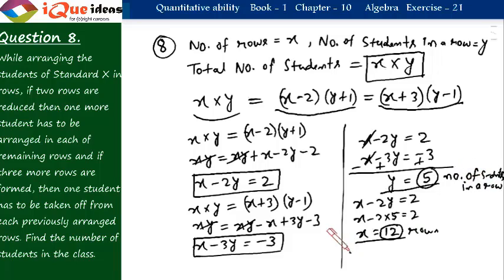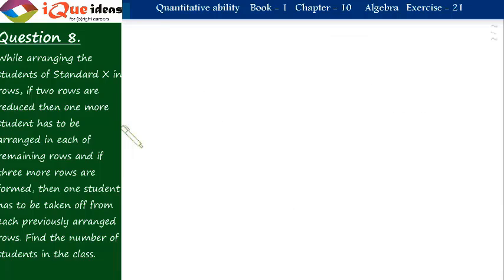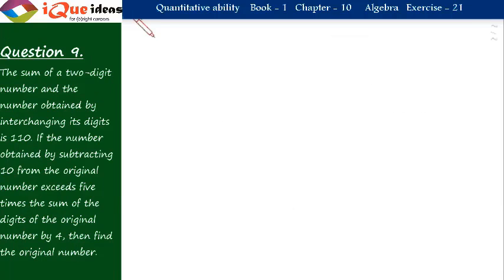That means the total number of students would be equal to x into y, which is 12 into 5. Now 12 into 5 is equal to 60. So the total number of students in the class was 60. The answer is 60.